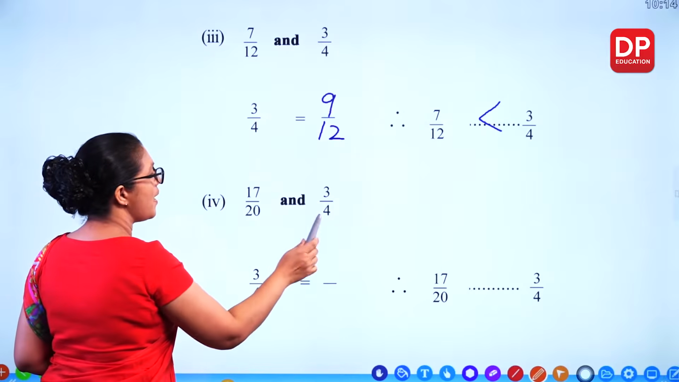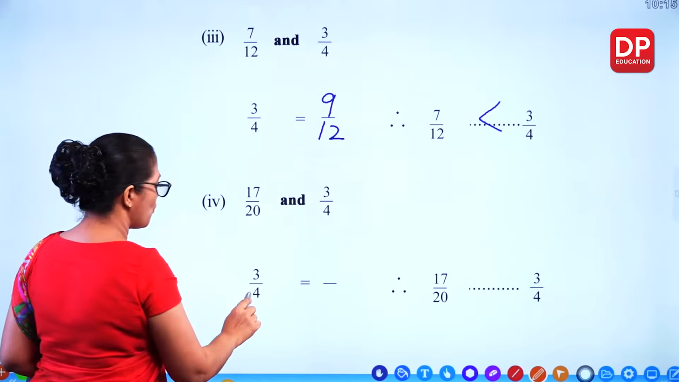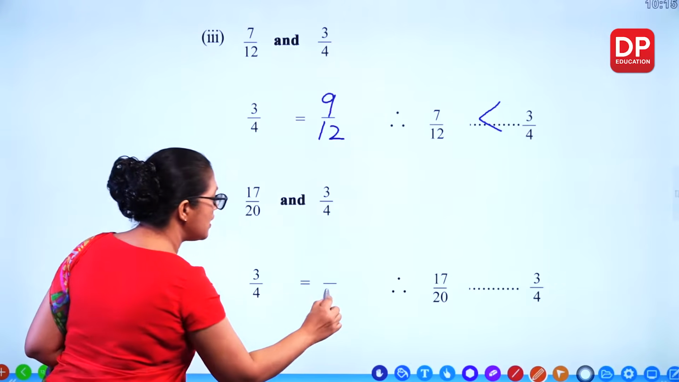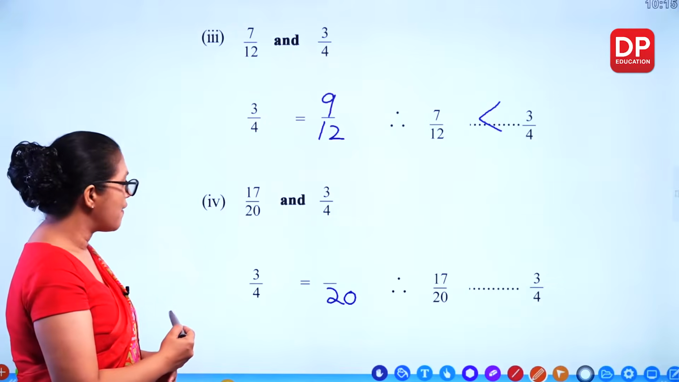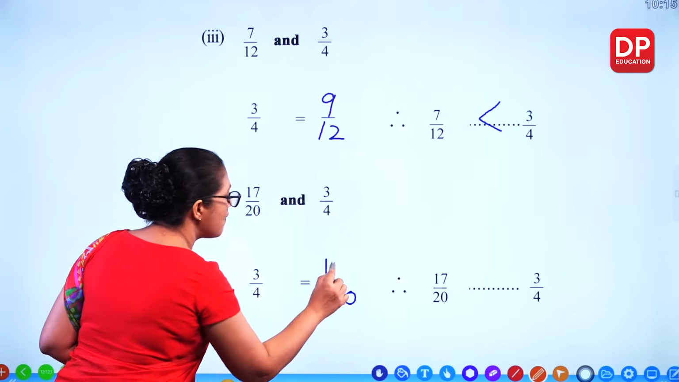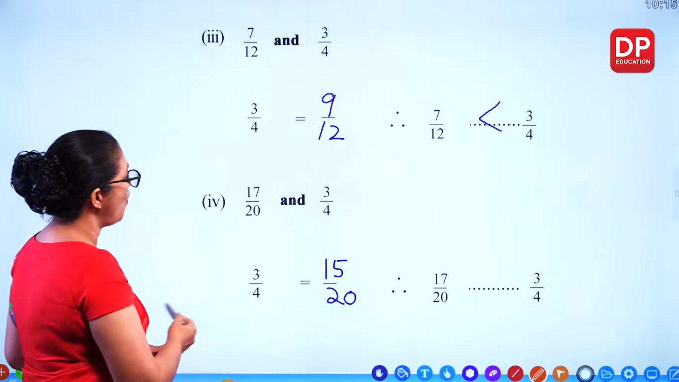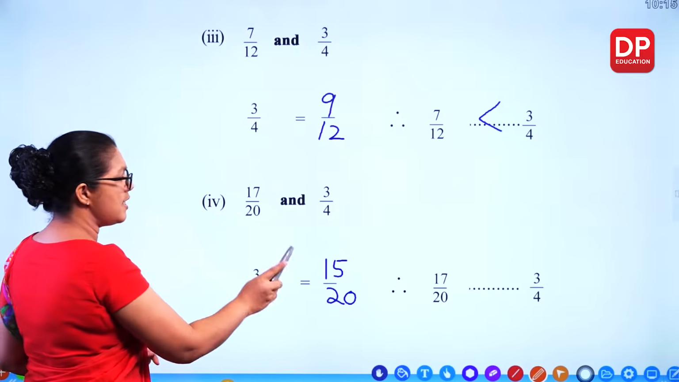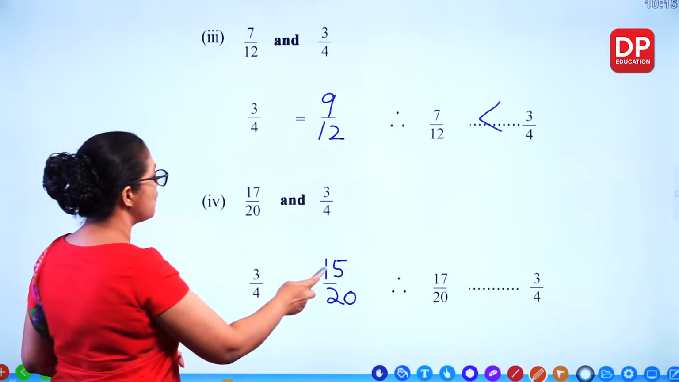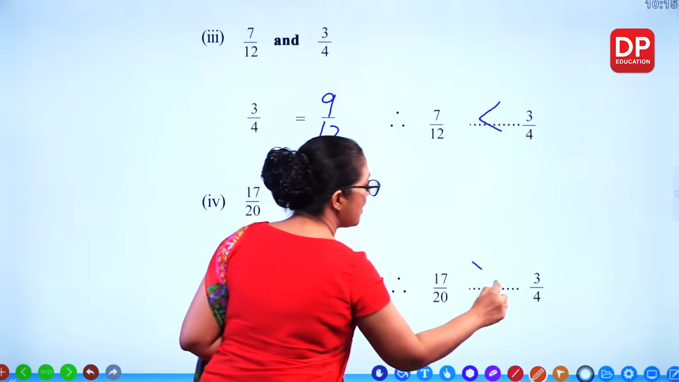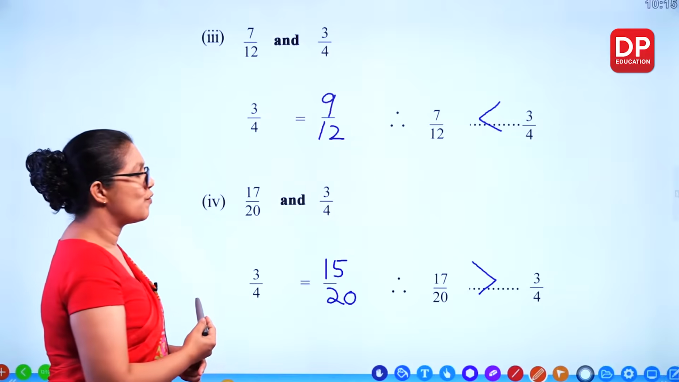When you want to compare these two, 20 and 4. So this one we need to convert to the denominator 20. That means multiply by 5. 5 times 3, 15. Now, which one is bigger, 17 or 15? 17 is bigger than 15, so this is bigger than 3/4.